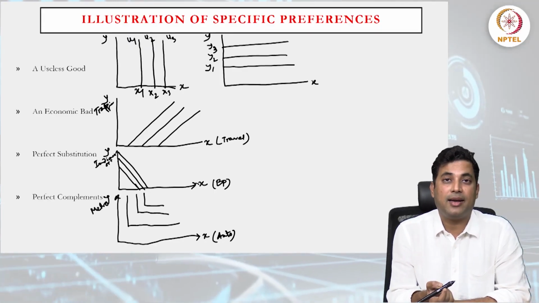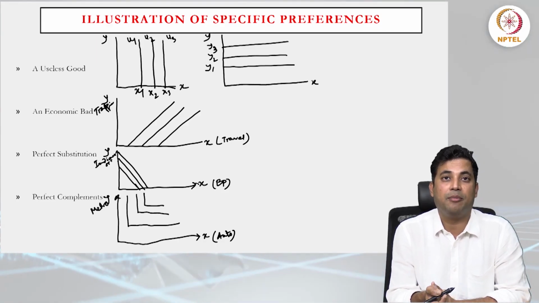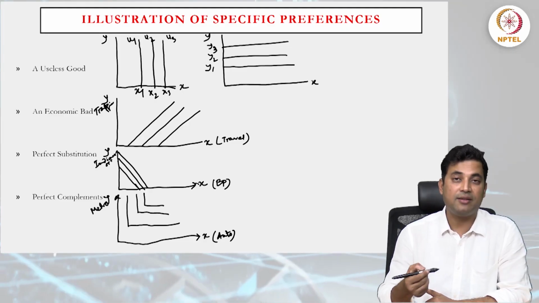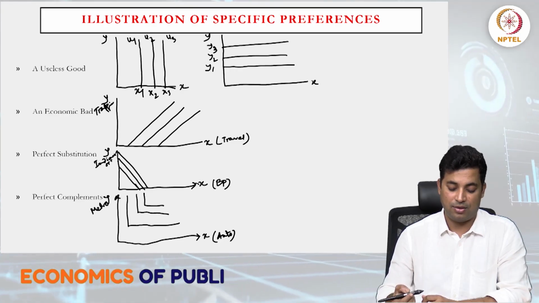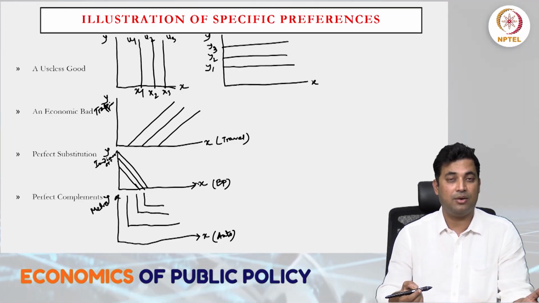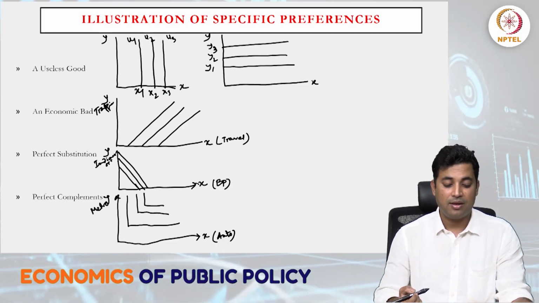Similarly, commodities like a printer and ink: without ink the printer can't be functional. Therefore commodities like metro and local auto will be perfectly complementary goods to each other.